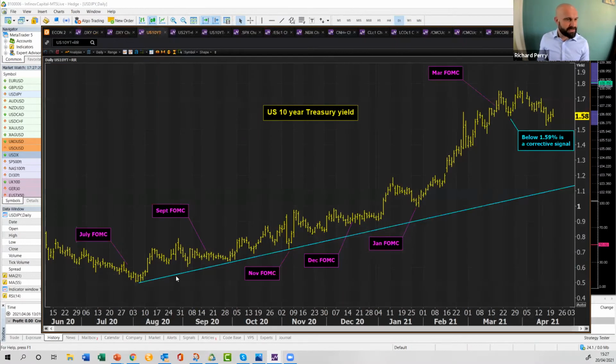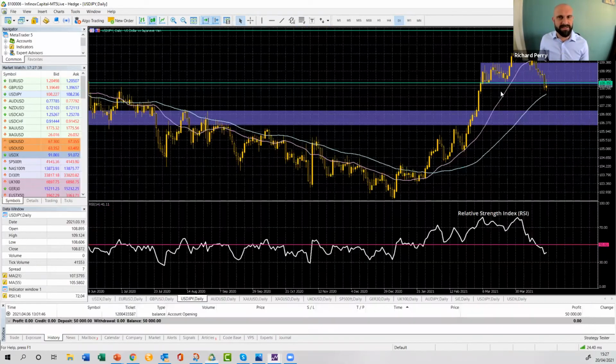You can see that basically from December, treasury yield really went off, and it's now started to fall back and went below that level of 1.59 the other day, which effectively equated to moving below 108.30, 108.35 on dollar yen. But if treasury yields start to move sideways, we could see dollar yen moving more choppy, more sideways.